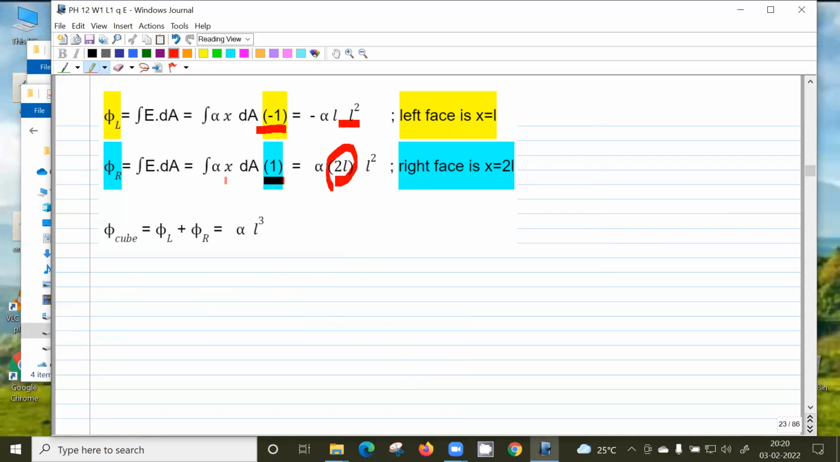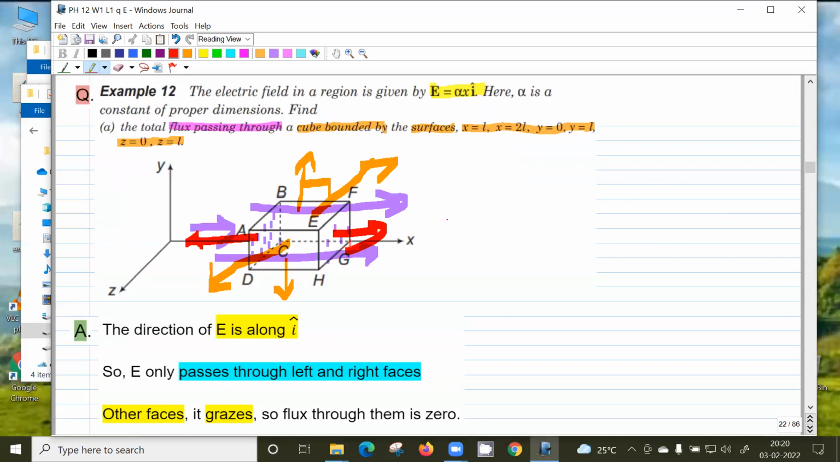That is not the Q value. X is a constant across this area, so it will come out, but the value of x is 2L. Okay, cube. This point is 2L.